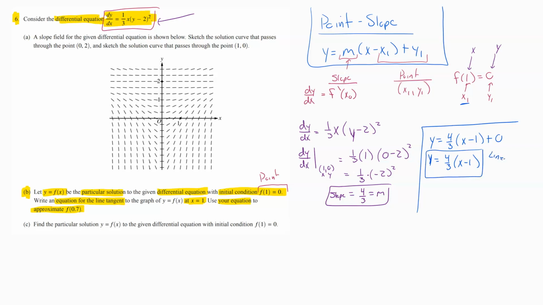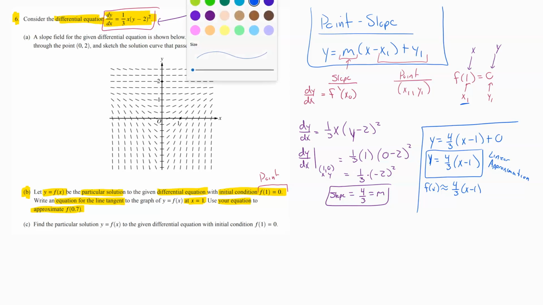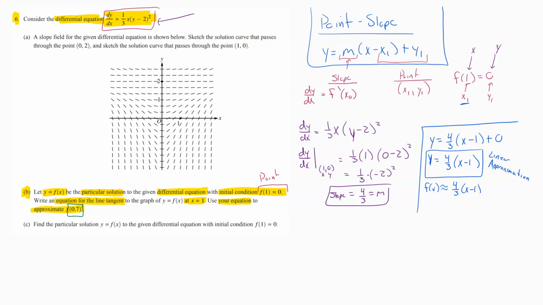They also refer to this as your linear approximation formula. They've got about 3 different names that they like to call this. It's the tangent line approximation formula. It's the equation of the tangent line. It's also your linear approximation. And what this equation here does is approximate our original function f of x. Then what we'll do is use that equation to estimate f of 0.7 here. So you would get f of 0.7 is approximately 4/3 times (0.7 minus 1).